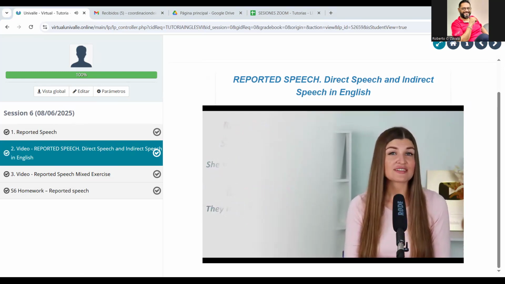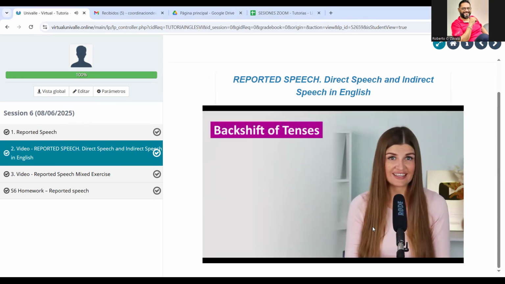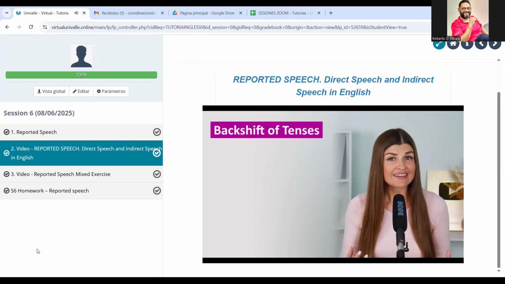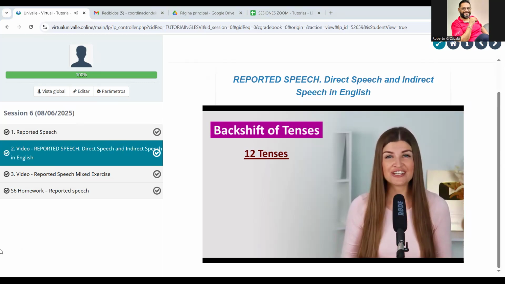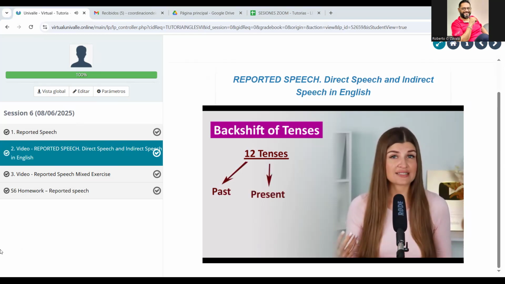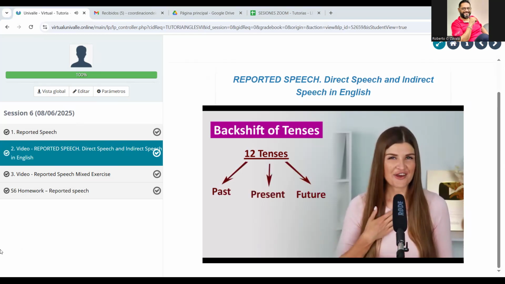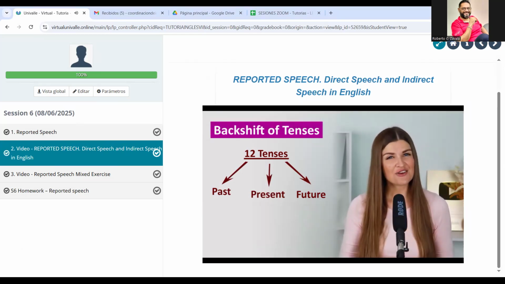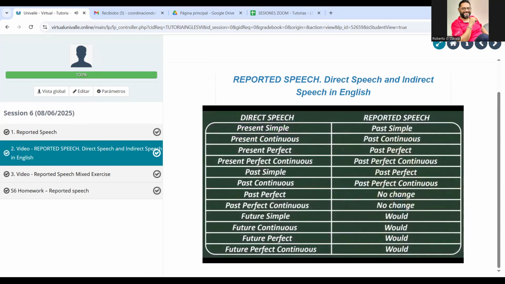Now I'm going to explain what backshifted tenses are. When we use reported speech, we're telling someone else what someone said. English has 12 main tenses that can be divided into 3 groups: past, present, and future. I know it might sound difficult, but I created a table for you. I'll show you now. Here you can see how we change tenses when we use reported speech. You can take a screenshot and save it to your smartphone.